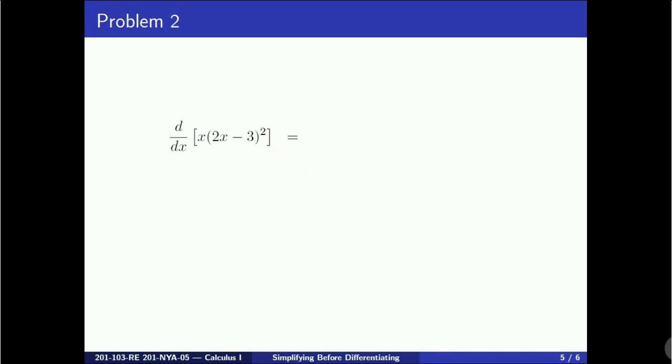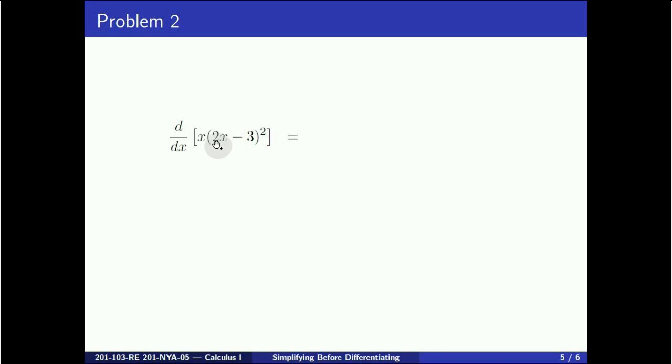In this second problem, we want to differentiate the product of x with 2x minus 3, all of that squared. So far, we have no way of differentiating a product of functions, here x with 2x minus 3 squared, and no way either of differentiating the second factor, 2x minus 3 squared, which is a composition of functions. So right now we need another method which uses only the basic rules that we have seen.